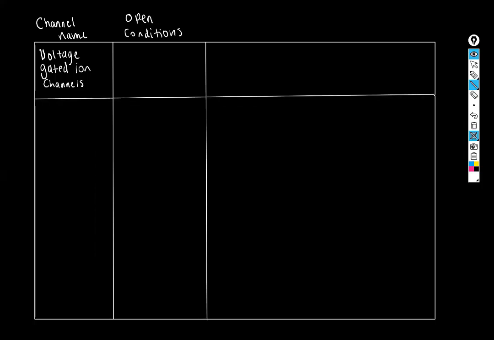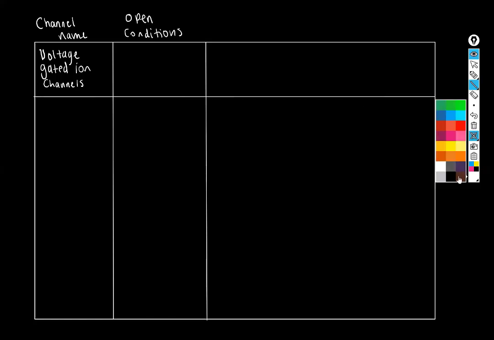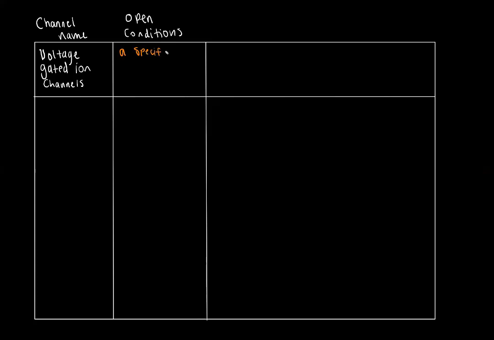And notice I didn't say a specific ion here. I just left it as ion channels. And this line isn't straight, which I know is going to drive me nuts. So I'm going to draw it again. There, that's better. So the opening conditions for voltage gated ion channels is a specific voltage range.